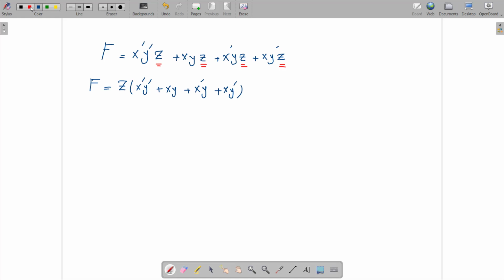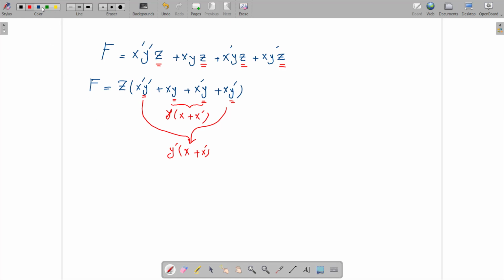On the other hand, again, if you look at these two terms, x y and x prime y, you can see that y is common in both of them, and in these two, x prime y prime and x y prime, you can see that y prime is common. So as a result, I can rewrite these two as y times (x or x prime), and these two as y prime times (x or x prime).